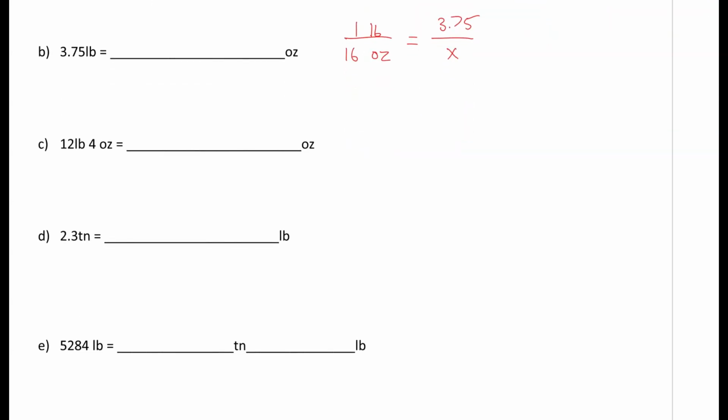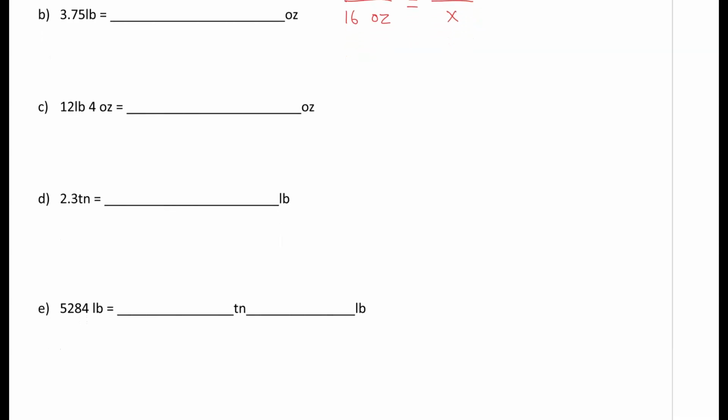For C, we have 12 pounds, 4 ounces, and we want to figure out how many ounces in total. The nice part is we have this 4 ounces here. We don't need to change that. So what we need to find out is how many ounces is our 12 pounds. Whatever that is, it's going to be plus our 4 to figure out how many total ounces we have.